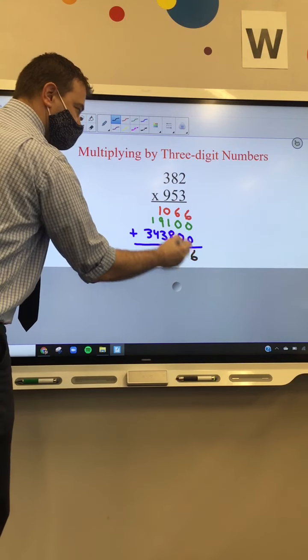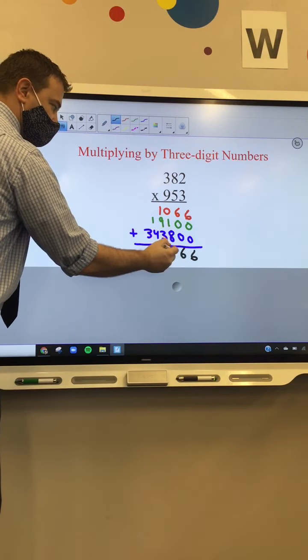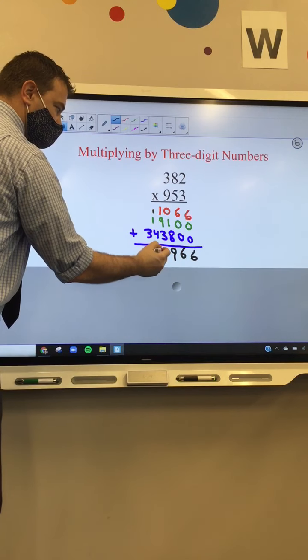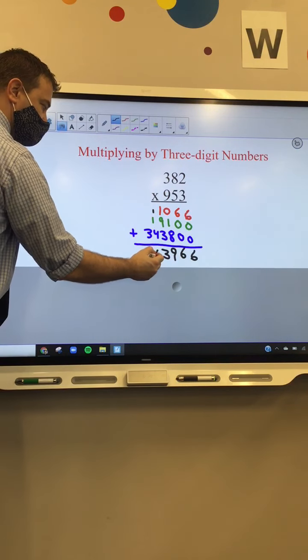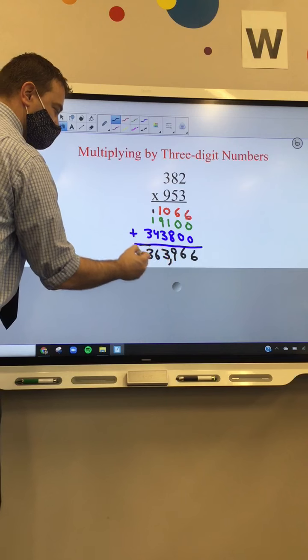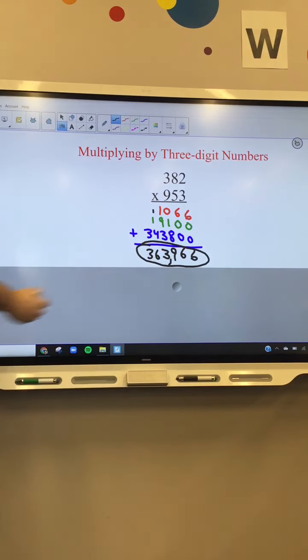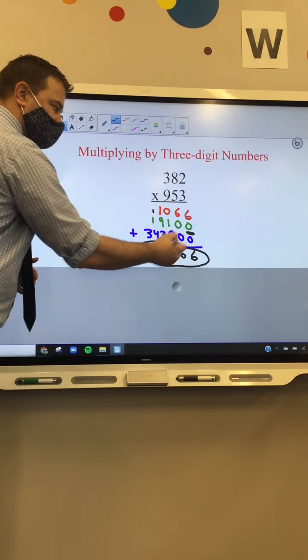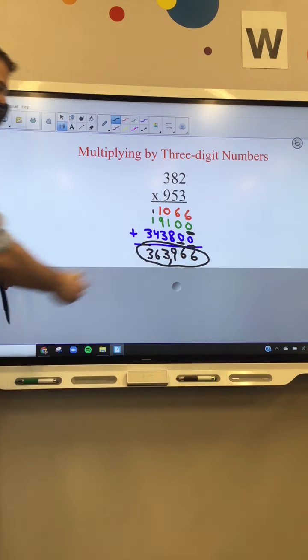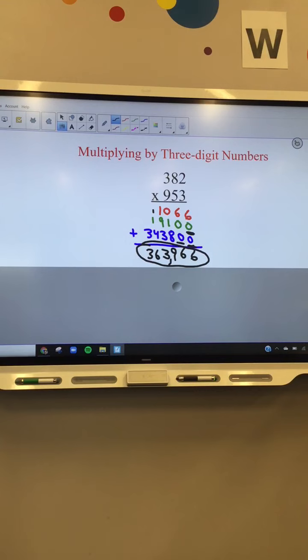I've got 6, 9, 13, 6, 3. 363,966. Was that any different than what we did with 1 digit and 2 digits? Not really. I mean, you're just going down 1 more row, and instead of just 1 extra 0, you plugged in 2 extra zeros, right? Because it was 100. Okay?